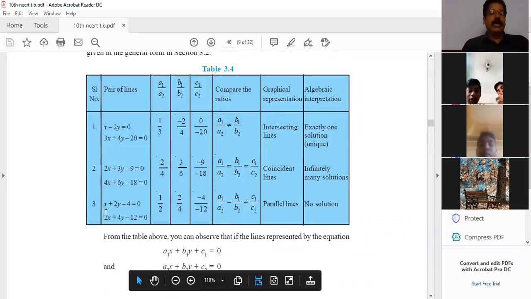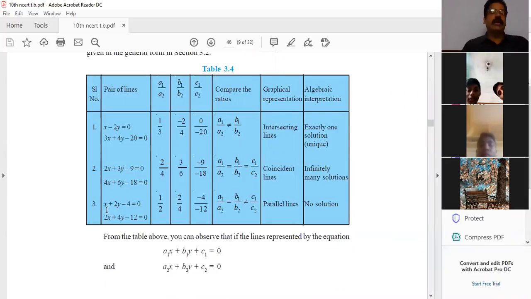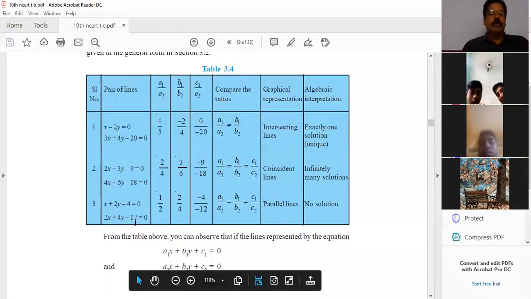See, third case, x plus 2y minus 4 equal to 0. X means a1 equal to 1, since before x nothing is there, so 1. b1 equal to 2 and c1 equal to minus 4. That's the first equation. Second equation, a2 equal to 2, b2 equal to 4, and c2 equal to minus 12. I told you, c1, c2 are transposed to LHS equal to 0. Then a1 means 1, b1 means 2, c1 means minus 4, a2 is 2, b2 is 4, and c2 is minus 12.